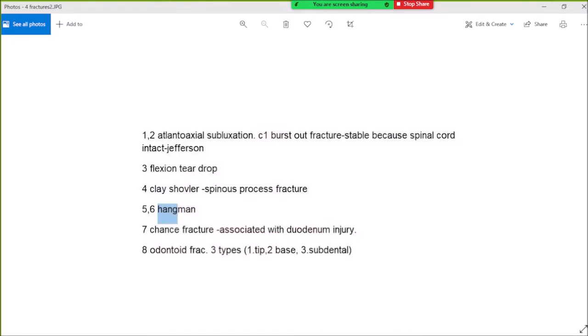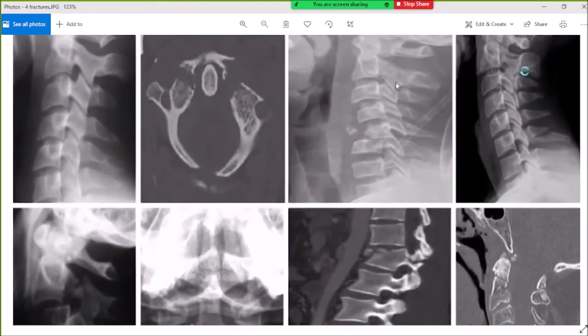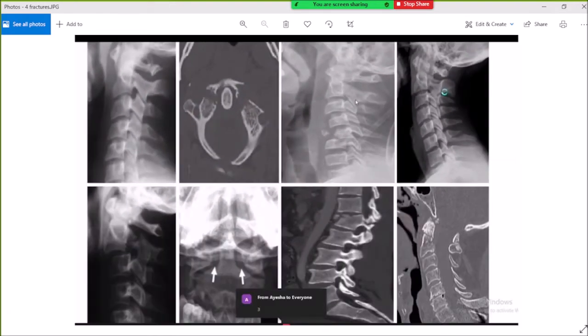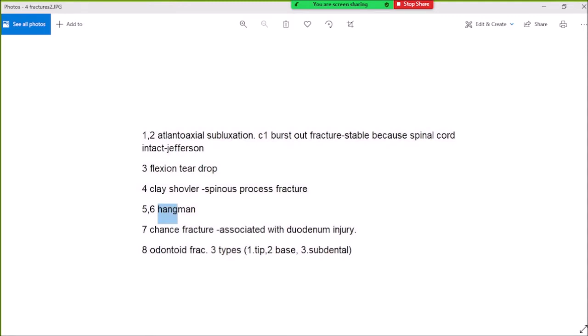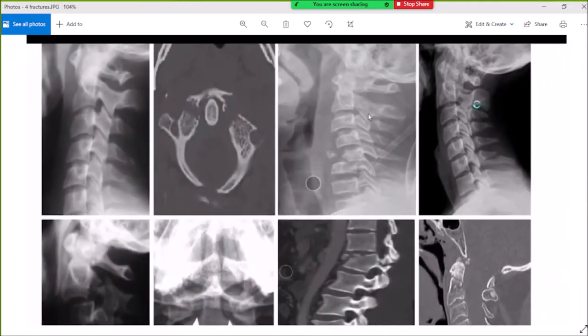Well, these are all important. Questions one or two: atlantoaxial subluxation, then flexion teardrop fracture, clay-shoveler fracture, spinous process fracture, Hangman fracture, Chance fracture associated with duodenal injury, and odontoid fractures. You have atlantoaxial subluxation. These both are atlantoaxial subluxation. This is atlantoaxial subluxation.